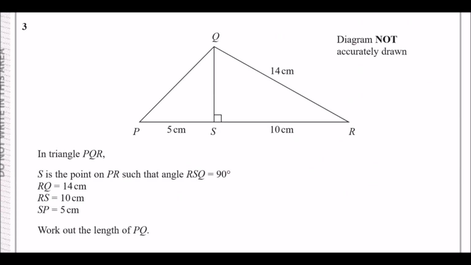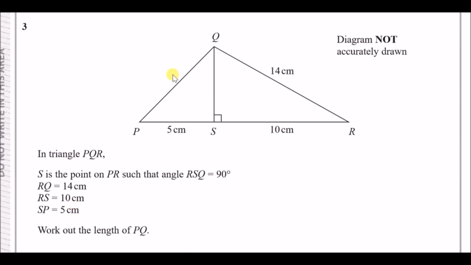Alright, number 3, guys. In triangle PQR, so that's basically the whole shape across, S is the point on PR such that the angle RSQ is right angled, so it's 90 degrees. Now it tells us 3 other pieces of information. You've got RQ, which is 14, RS, which is 10, and SP, which is 5. Work out the length of PQ.